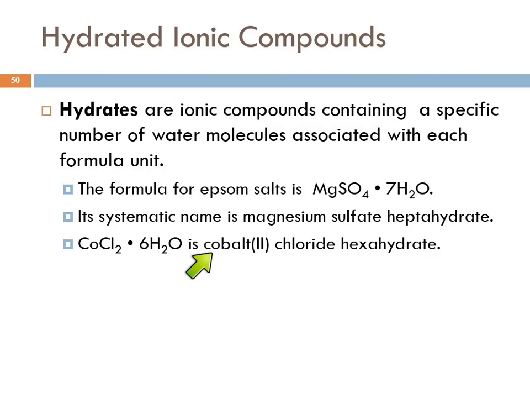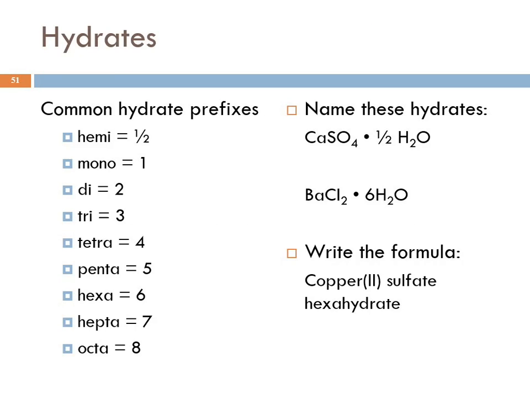CoCl2·6H2O. This is cobalt(II) chloride hexahydrate. We're not going to use these a lot, but they'll pop up now and then. These are the prefixes. Sometimes there's half. You might ask, how does that work? But we'll just accept it at face value. So if there's half, we call it hemi. There's mono, di, tri, tetra, penta, hexa, hepta, and octa. And we're going to use these prefixes a lot, so you should learn them.